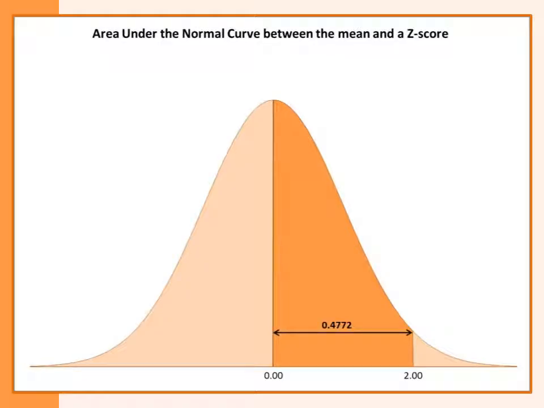And I've placed the value of 2.00 where it would belong on the normal curve, and we see that the area, 0.4772, is quite a bit larger than what we saw with a z-score of 1.